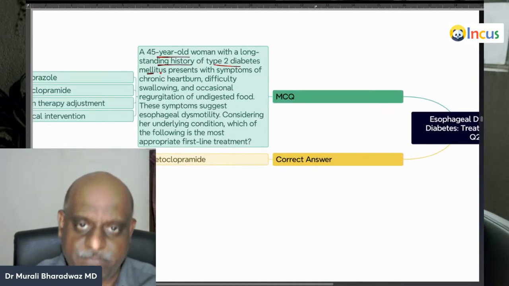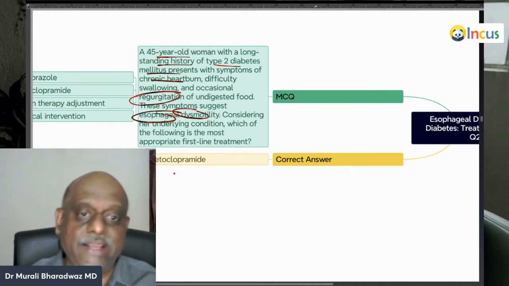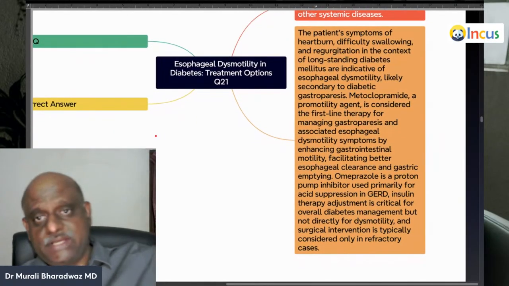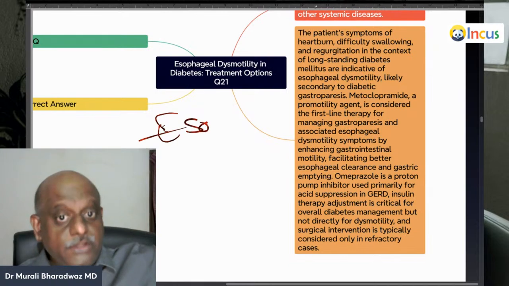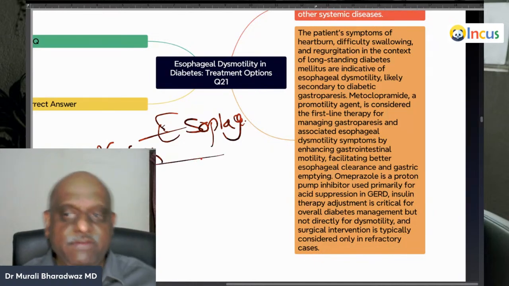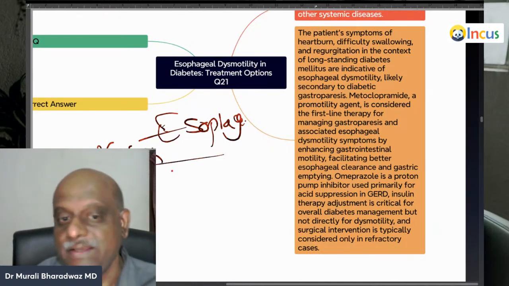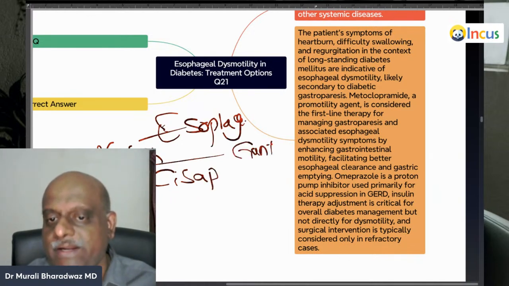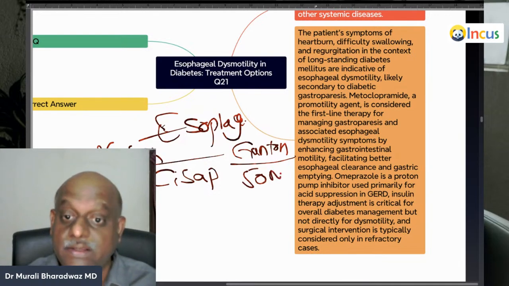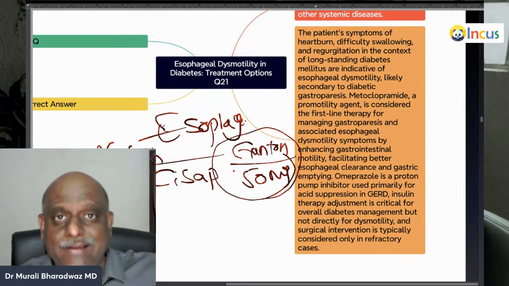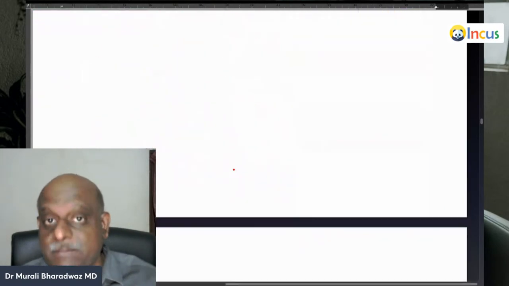A 45-year-old, long-standing type 2 diabetes, chronic heartburn, regurgitation, esophageal dysmotility, what is the first line of treatment? So whenever there is a long-standing diabetes, it leads to esophageal dysmotility. So metoclopramide is the one which is given to manage the gastroparesis. Similarly, cisapride, it is available as a brand called Geneton tablet. Brand name is Geneton, 50 milligrams, twice daily. So whenever there is esophageal dysmotility in long-standing diabetes, we give mosapride, etc., etc.